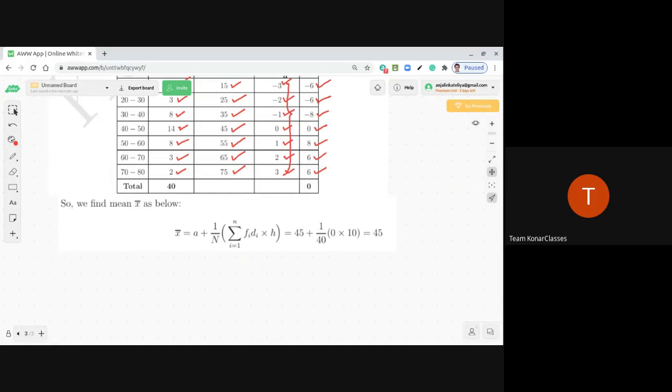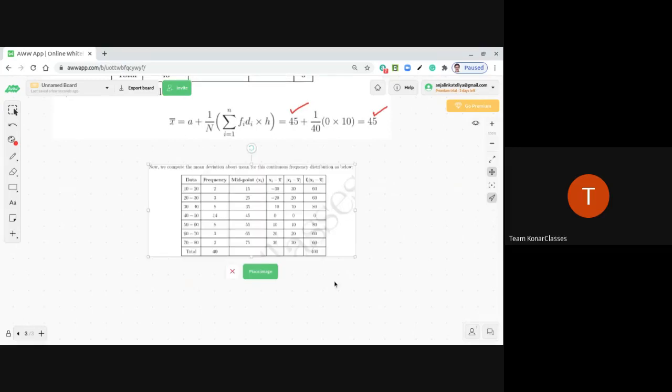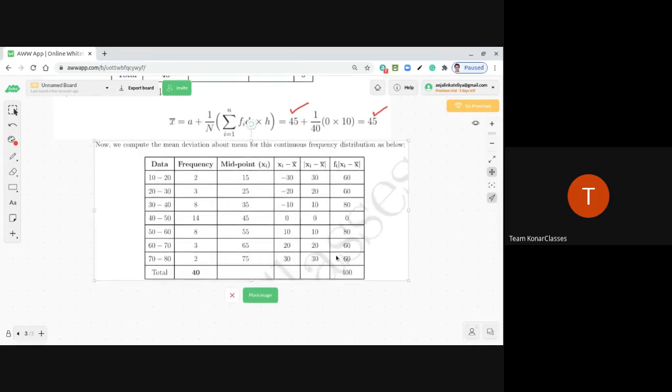As you see, a is equal to 45, and n is equal to 40, so 1 by 40 into 0 into 10. The second expression becomes 0. So finally we get the value of the mean as 45. Once the mean is computed, dear students, the process is quite straightforward. Now we can compute the mean deviation about the mean based on the same process we have learned earlier. Whatever we have done in the last few minutes is to compute the value of x bar by an easier method, the step deviation method.